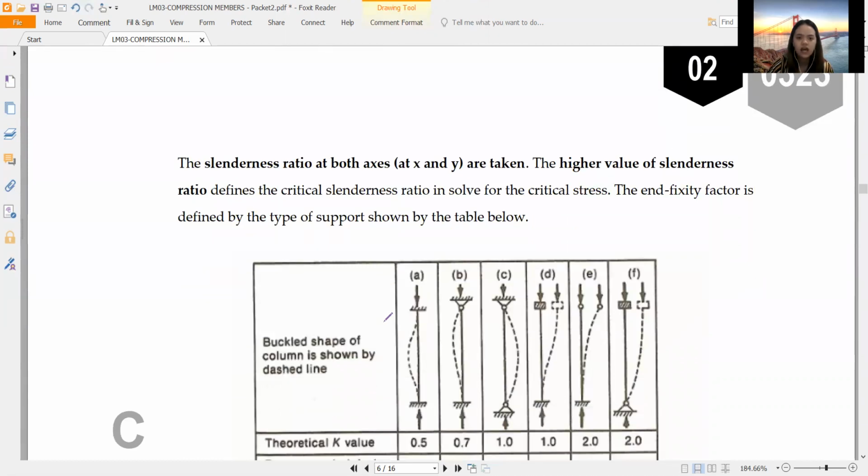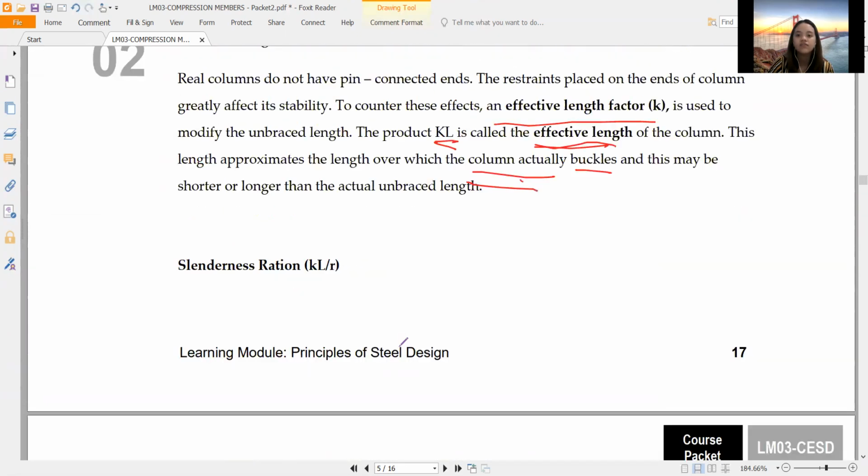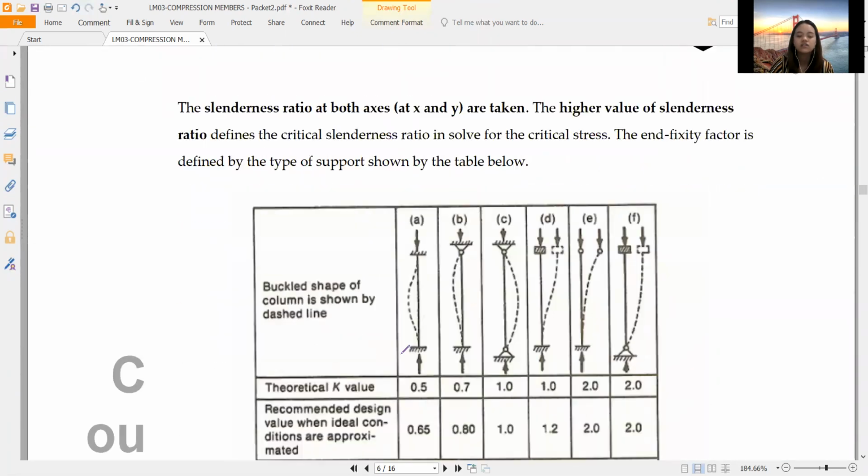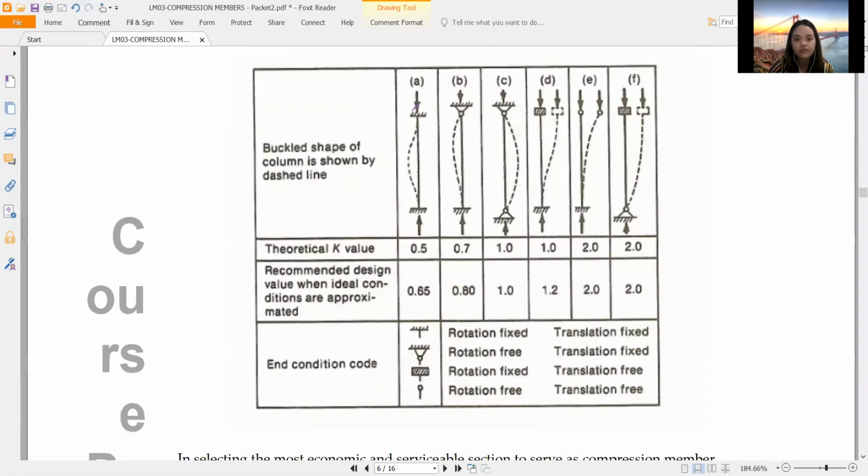Okay, this is our end fixity factor, or your effective length factor. So you can see if both ends are fixed, these are the values. If both ends are hinged, these are the values. If one end is hinged and the other is fixed, this is also the notation. So we have two values given, the theoretical one and the recommended one.